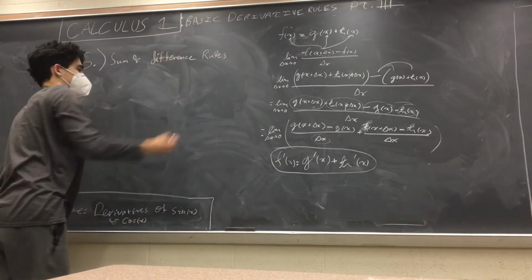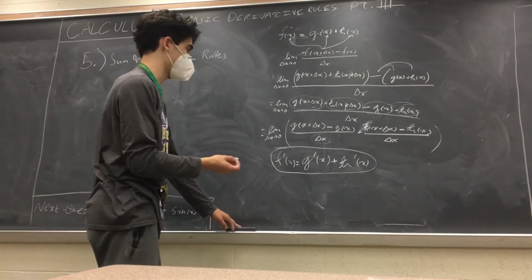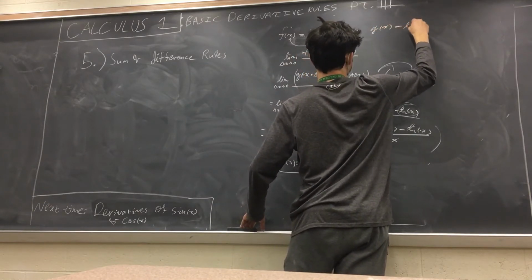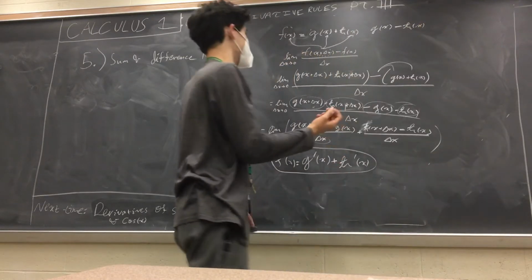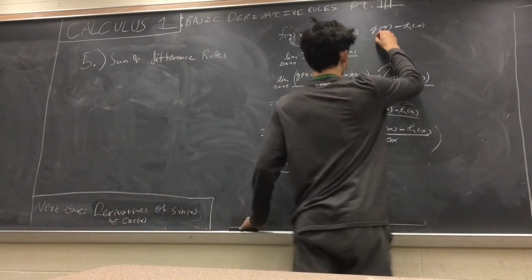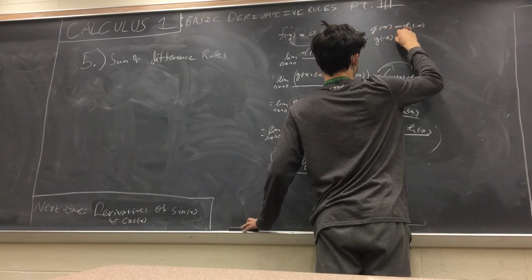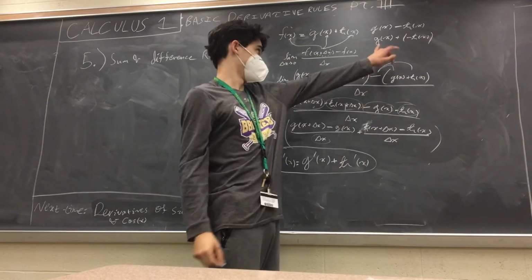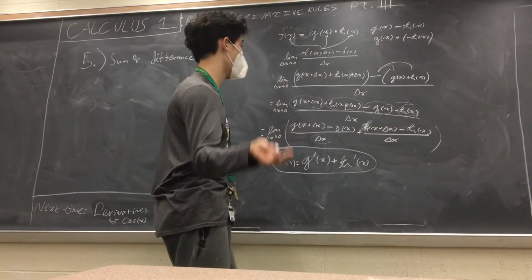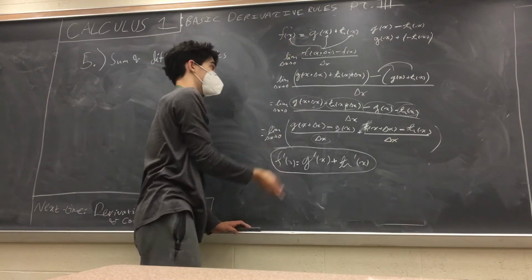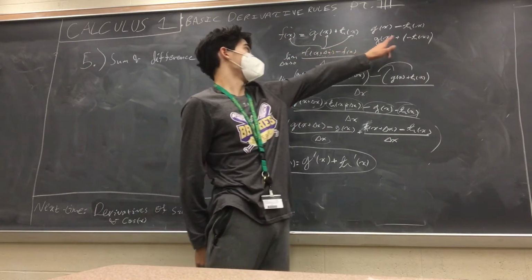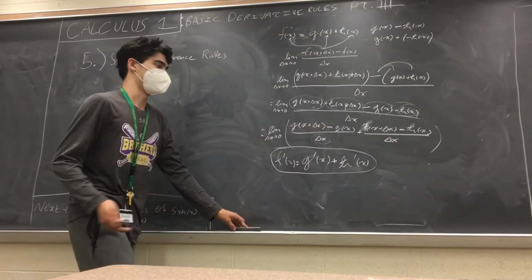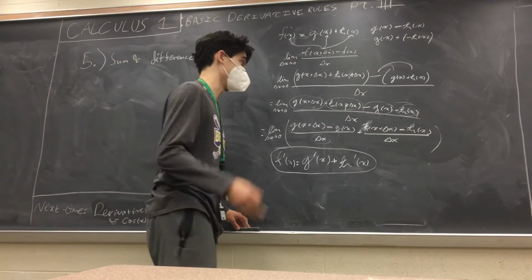So the sum and difference rules, and let's say you had g of x minus h of x instead of g of x plus h of x. Well, you could say that this is g of x plus negative h of x. Then it would still be a sum of two functions. Or if you wanted to, you could prove that it works for g of x minus h of x, which is just g of x plus negative h of x. But if you want to prove that, I'll leave that as an exercise for the viewer.